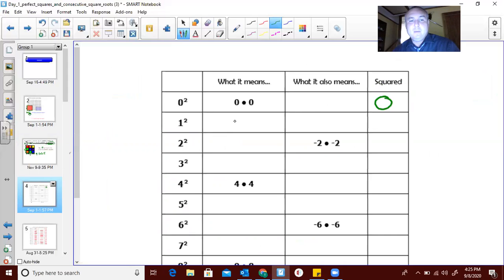Remember we have this 2 here, so that means it's going to be 1 times another 1. There's 2 1s: 1 squared, 1 to the second power, 1 times 1, which also means -1 times -1. Now we know that 1 times itself is going to be 1. We also know that a negative times another negative makes a positive, right? So that's how this works. So -1 times -1 equals 1. And you can test this out on Desmos.